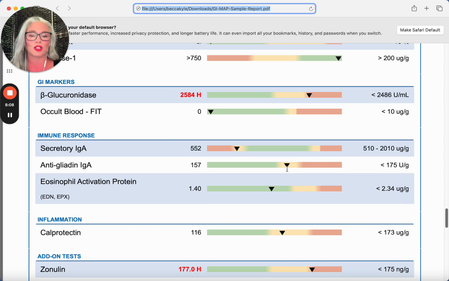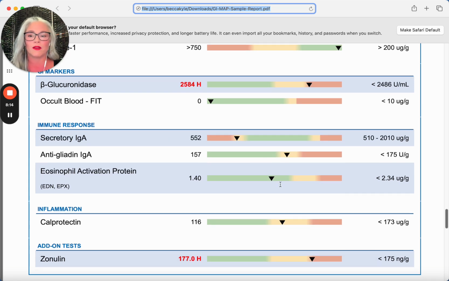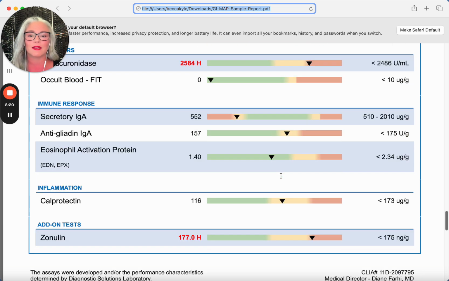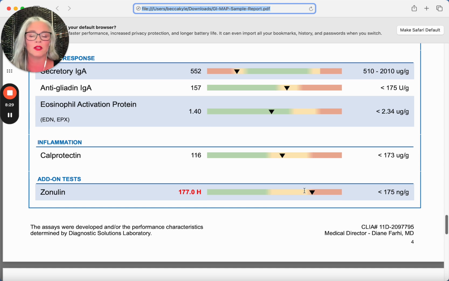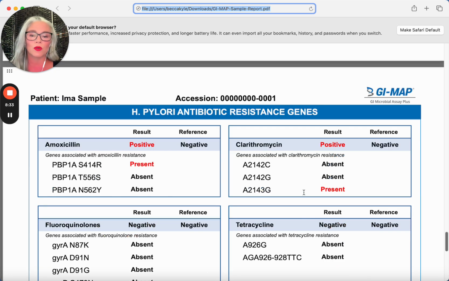This person is also showing an immune response to gluten. That's this anti-gliadin IgA. This eosinophil activation protein, if that was high, could show some parasitic activity or high histamine activity. Calprotectin is a really beautiful marker for inflammation in the gut, so this person's got some moderate elevations here. And then this zonulin is a marker for leaky gut. So just how leaky is your gut?